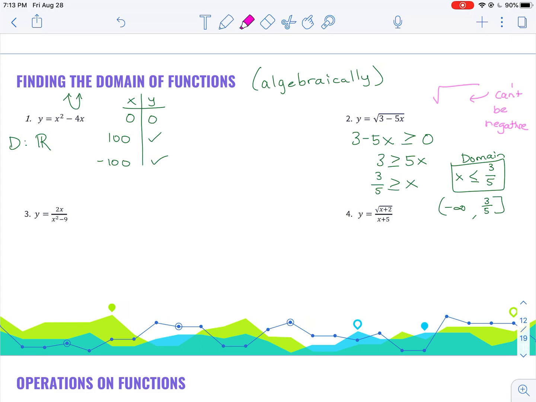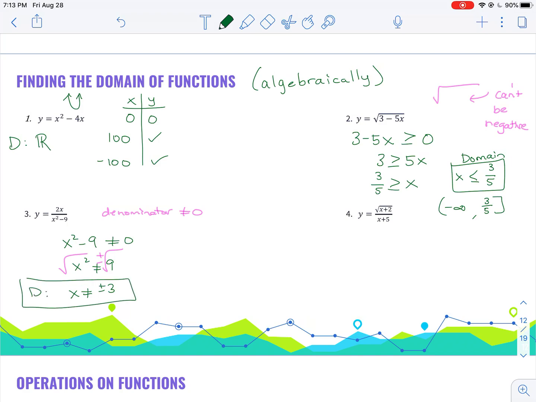If you have a fraction like number 3, remember the denominator can't equal 0 in fractions. So that's the one rule you have with fractions. To figure out the domain, if it's a rational or fraction problem, you say the denominator can't equal 0, and you solve it. So you can add the 9 over to the other side, or you could have factored, and then you take the square root, and then it's plus or minus. So x can't be positive or negative 3, but other than that, x can be any other number. So your domain for this one is x cannot be plus or minus 3.